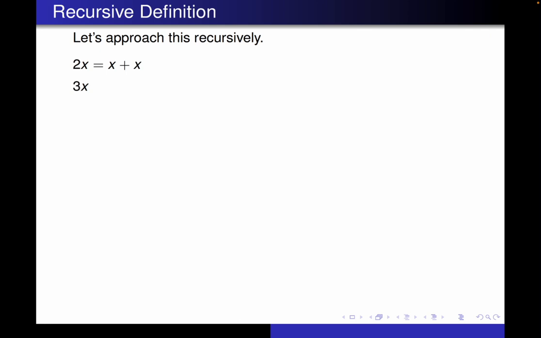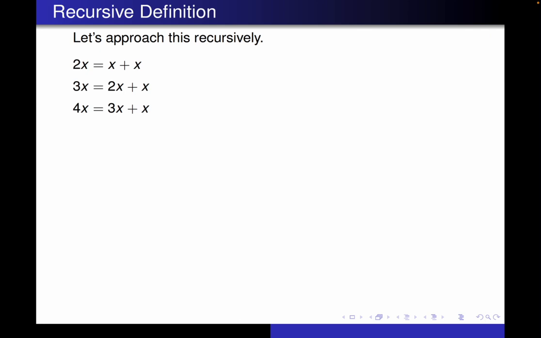If we do 3 times x, we could think of it as x plus x plus x and add parentheses, but we could also think about it as, if we're adding 3 x's, those first 2 x's are just 2 times x, which we just computed in the previous line, so we can think of 3 times x as 2x plus x. And once we know what 3x is, if we want to know what 4x is, again, we're adding 4 x's, but the first 3 x's make 3x, which is what we just computed in the previous line, so we can think of that as 3x plus x.